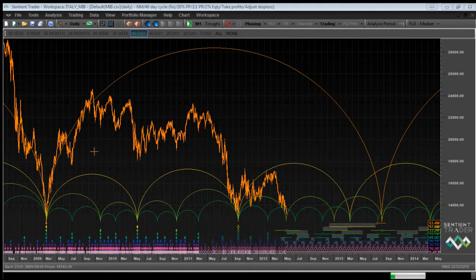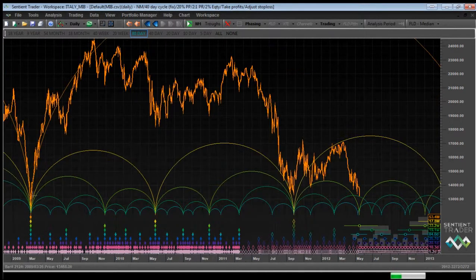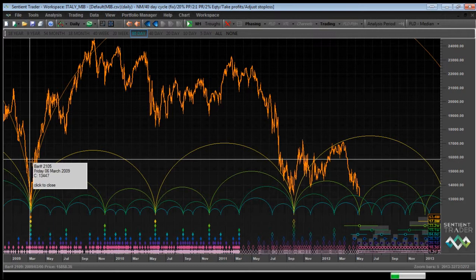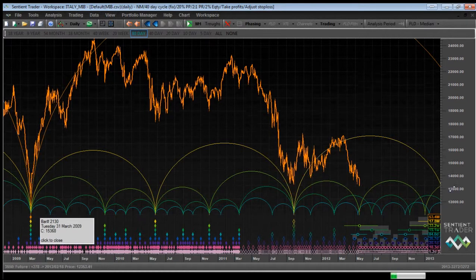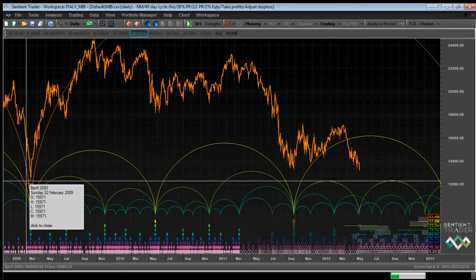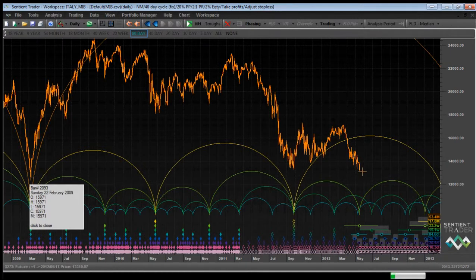But what I'm going to do in a moment is take a look at the Australian market and see whether we're going to expect lower prices in the Australian market or not. Okay, so if I zoom in a little bit and let's take a look at that low price, you can see that low price on Friday the 6th of March was 13,447, and let's just increase the scale. There we go.